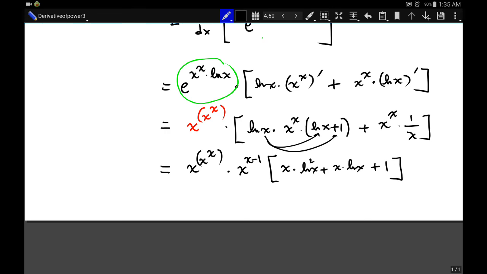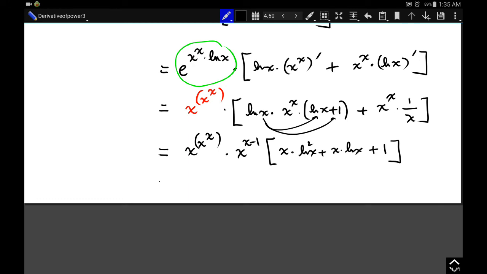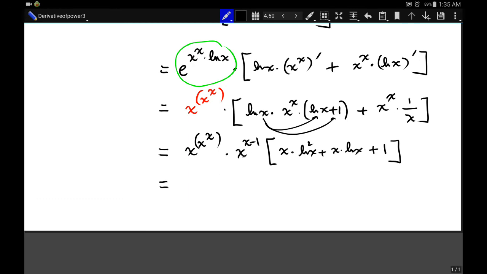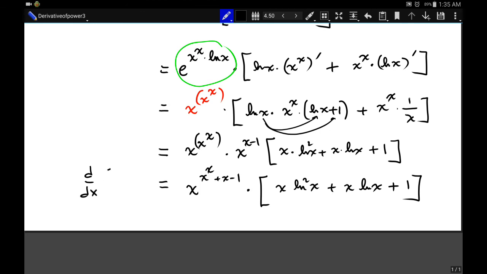If I combine this now, x to the x to the x times x to the x minus 1 gives x to the x plus x minus 1, times x ln squared x plus x ln x plus 1. So this will be the derivative of x to the x to the x.